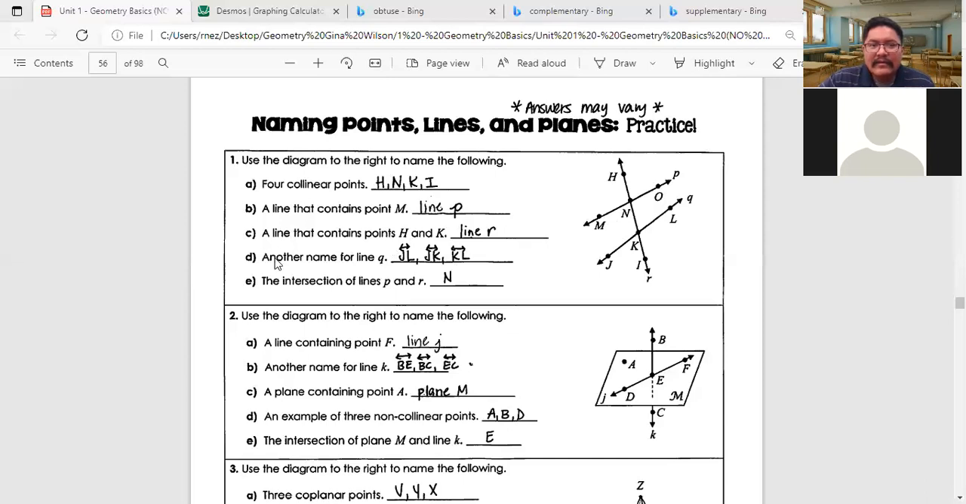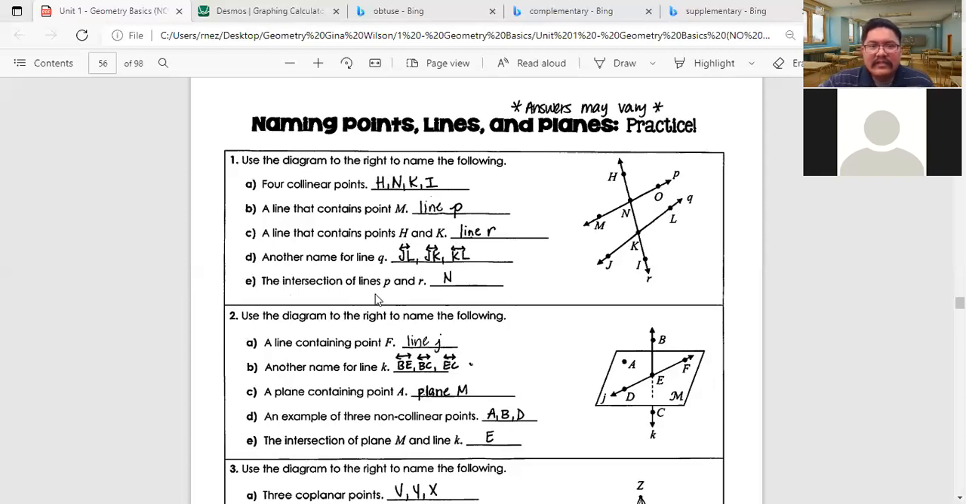And here it says to name another name for line Q. So Q is this bottom line here. And since we can't use Q, we're going to have to come up with the other ways, and that is to pick 2 points. So JL, that's the longest one, but you don't have to pick the longest one. You can also pick some of the shorter segments like JK, which is this one here, and then KL, which is this one over here. So those are the 3 ways that you can name a line, if you can't use its 1-letter name.